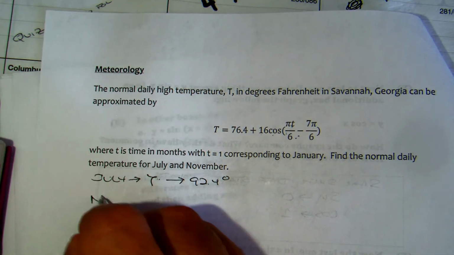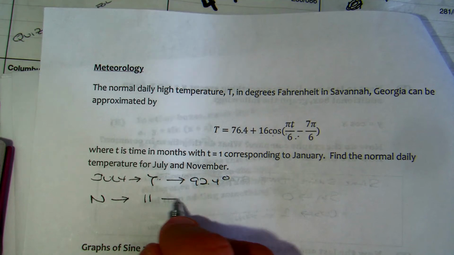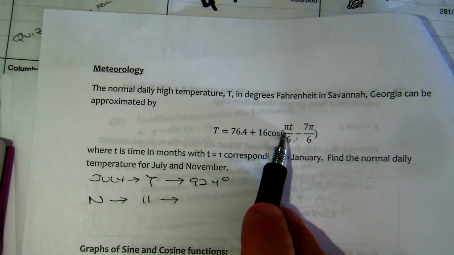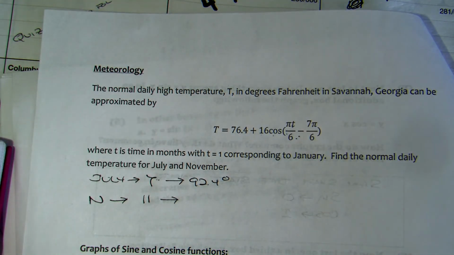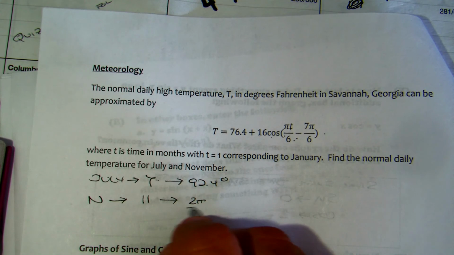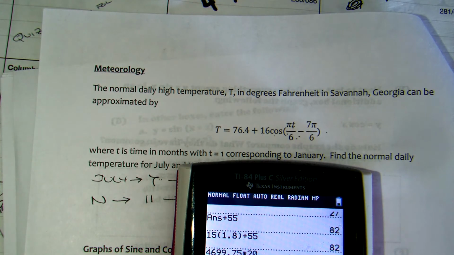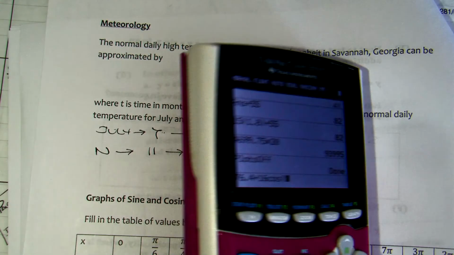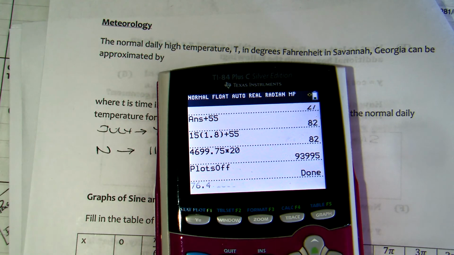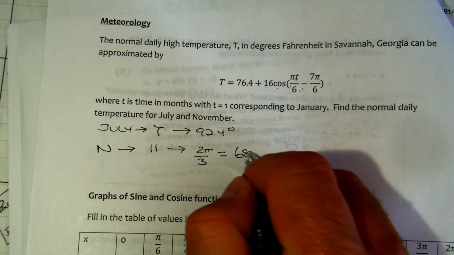Now, if we do November, November is the 11th month. So we'd make that 11. That'd become 11 pi. 11 pi minus 7 pi is 4 pi. 4 pi over 6 would give me 2 pi over 3. When I'm done simplifying the inside part, I go to my calculator and do 76.4 plus 16 cosine. Again, make sure you're in radians. So we're going to make the transformation to radians, 2 pi divided by 3. And it's 68.4, which makes sense again for Georgia.